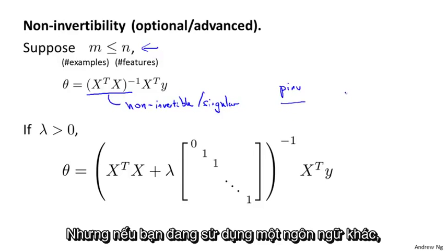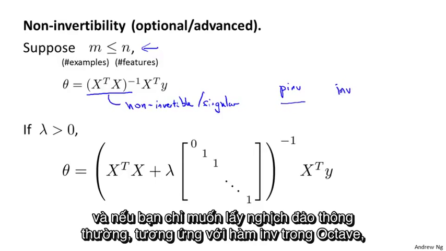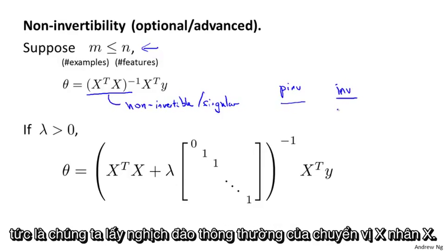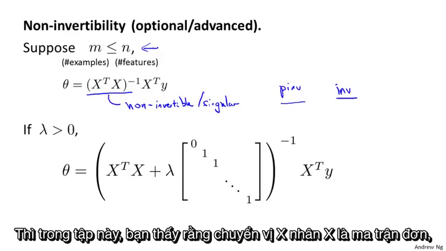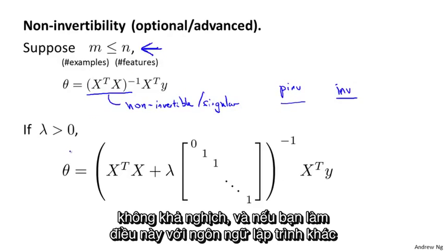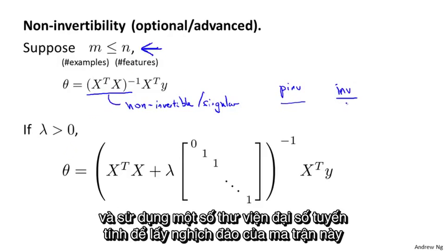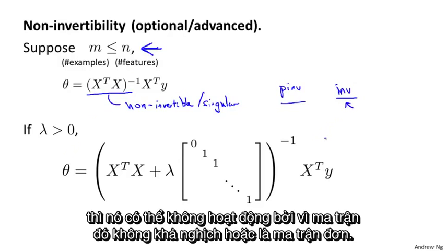But if you were doing this in a different language, and if you were taking just the regular inverse, which in Octave is denoted with the function inv, if you're trying to take the regular inverse of X transpose X, then in this setting, you find that X transpose X is singular, is non-invertible, and if you're doing this in a different programming language and using some linear algebra library to try to take the inverse of this matrix, it just might not work because that matrix is non-invertible or singular.